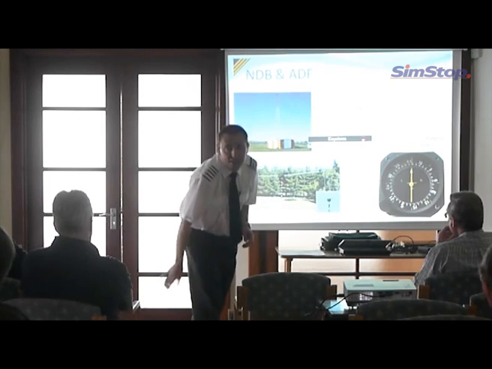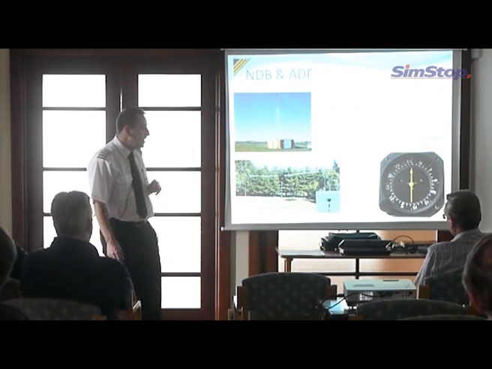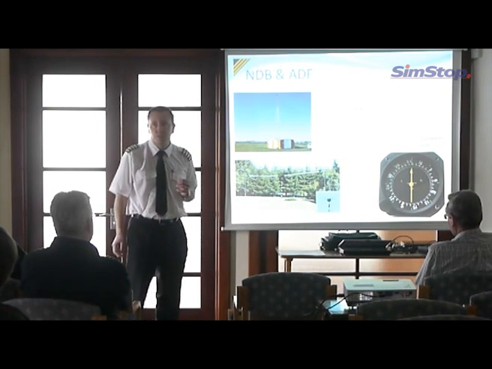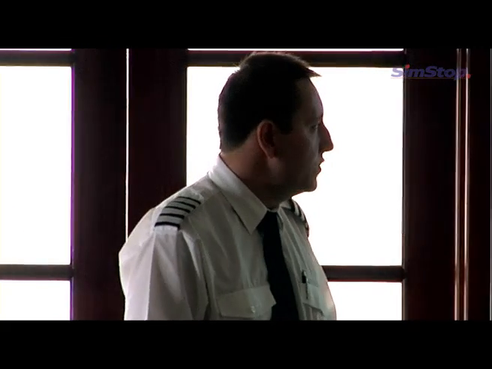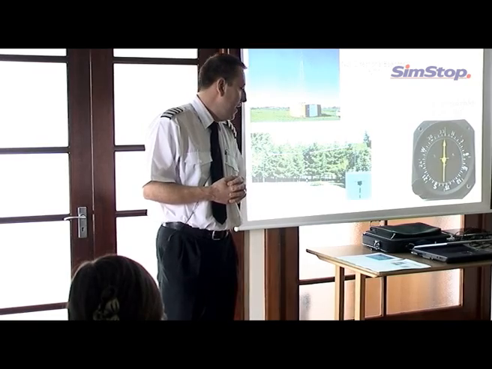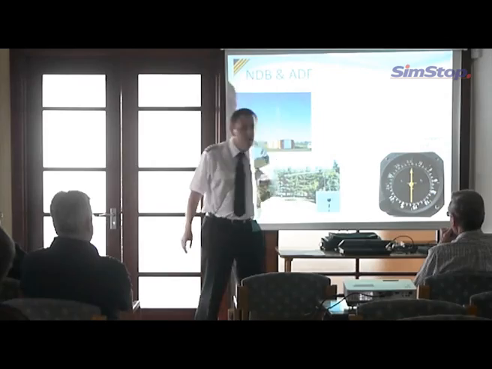So let's start with the NDB, non-directional beacon, and the ADF. Non-directional beacons, or NDB, are ground-based transmitters which transmit radio energy equally in all directions. Hence their name, non-directional. We don't get a positive direction from them. The airborne side of the NDB is the ADF, or automatic direction finder. And this will always point to the NDB. The head of the needle, the arrow pointy bit, will always point towards your beacon that you have tuned.